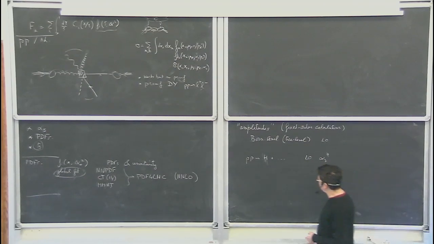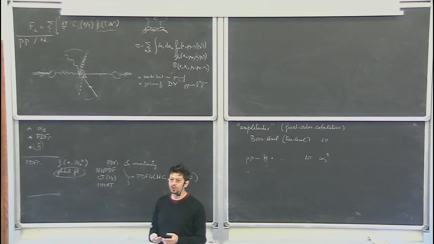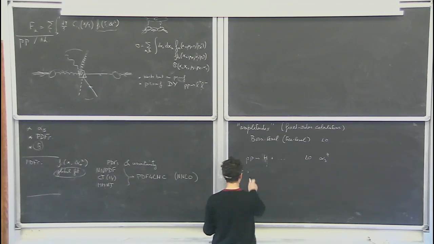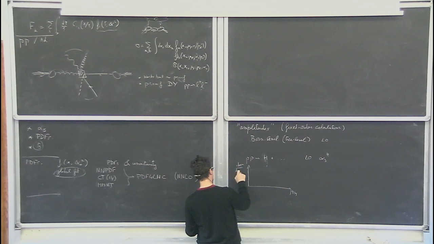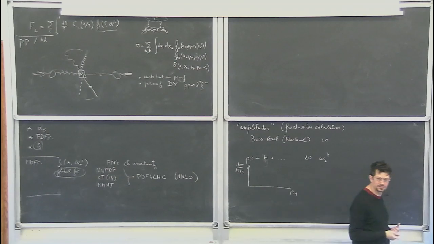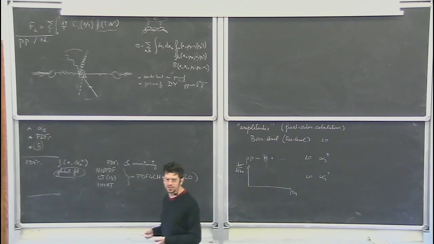Imagine now that, instead of measuring the total Higgs production cross-section, I want to measure the pT of the Higgs. I want to measure the cross-section as a function of the transverse momentum of the Higgs. Again, this distribution can be expanded in a series of alpha S. What's the lowest alpha S order I can get here?